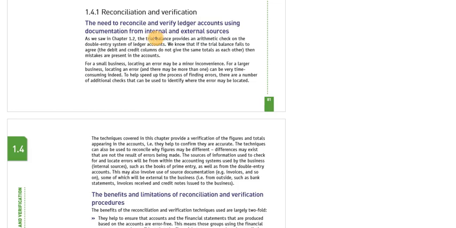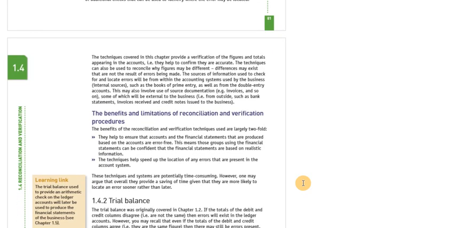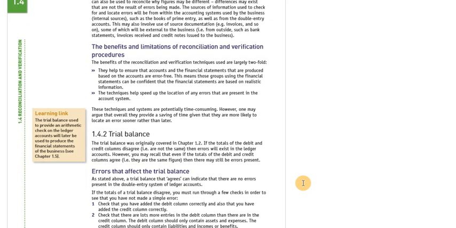What is an internal source? Internal sources are those sources which are used within the industry. External sources are related to a third party, that may be customer receipts, supplier receipts, banks, government, etc. So by using the internal or external sources, we will verify our ledger accounts. Here are the benefits and limitations of the reconciliation and verification procedure.